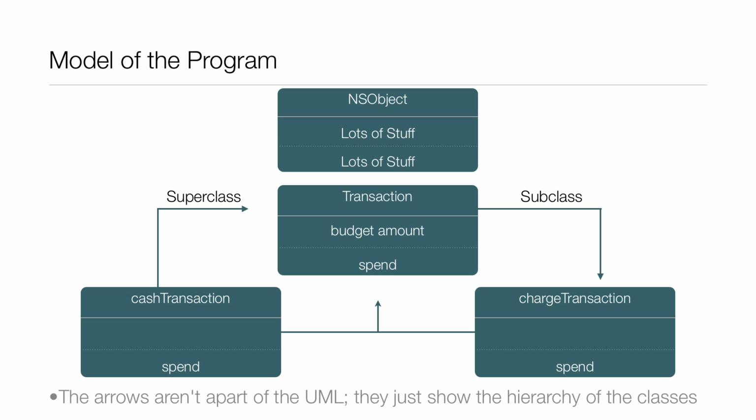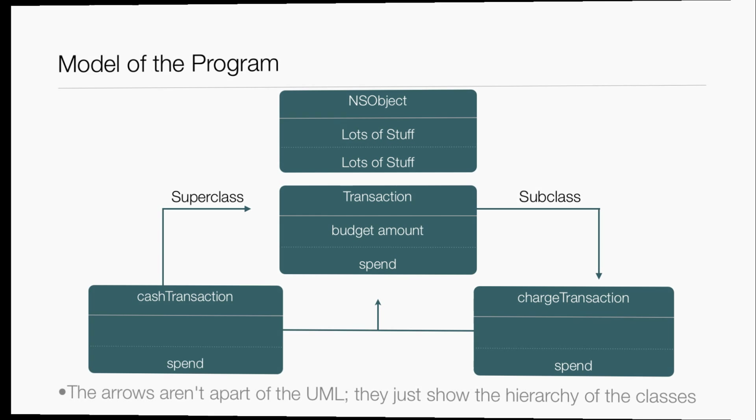So first you declare the method spend, and then you put that common functionality in the superclass, and then both of these transaction types, ChargeTransaction and CashTransaction, inherit that common functionality. Then they also specify their specific functionality that is different from each other in their own methods in the CashTransaction and ChargeTransaction classes. Now, the arrows aren't part of the UML, the Unified Modeling Language. They just show the hierarchy of the classes. So you can see Transaction is the superclass, and ChargeTransaction and CashTransaction are the subclasses.